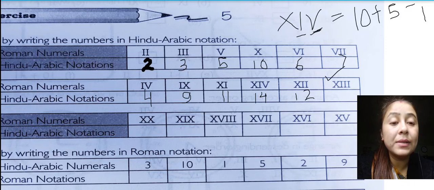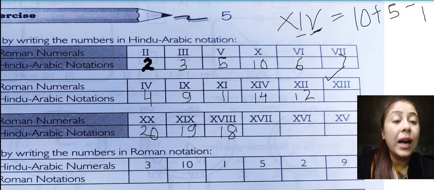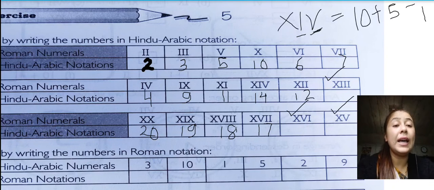XX means 10 plus 10, 20. XIX means X is 10, IX means 9. So 10 plus 9 is 19. XVII: X means 10 plus VII means 7. So XVII means 17. Here you will write 17. These two you will do on your own, XVI and XV.